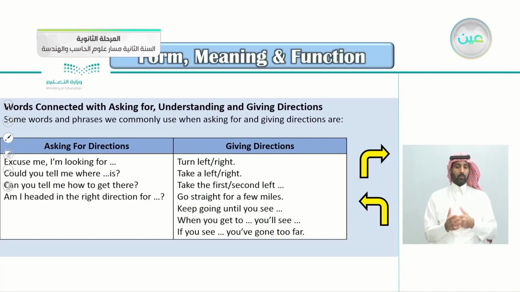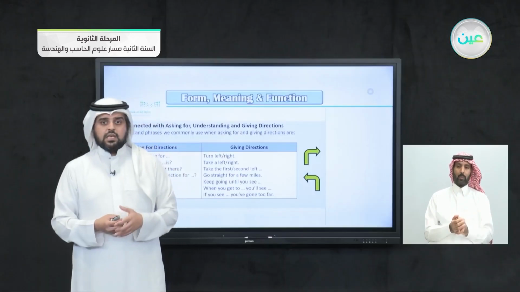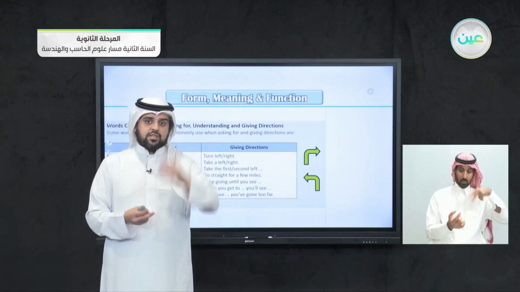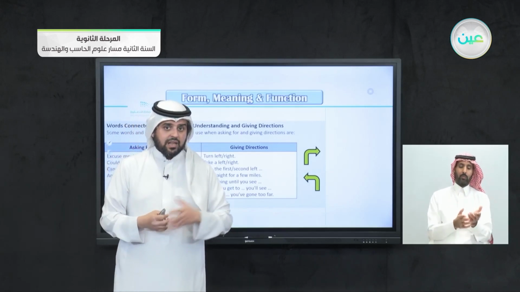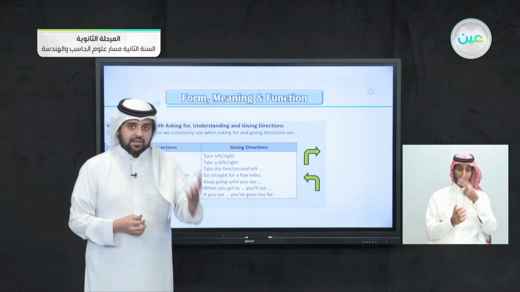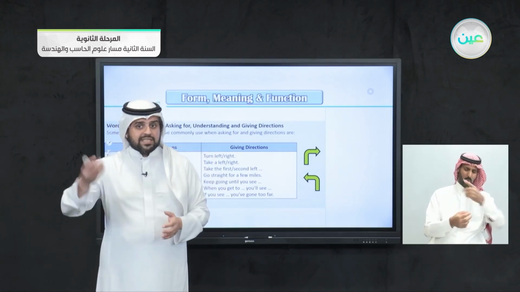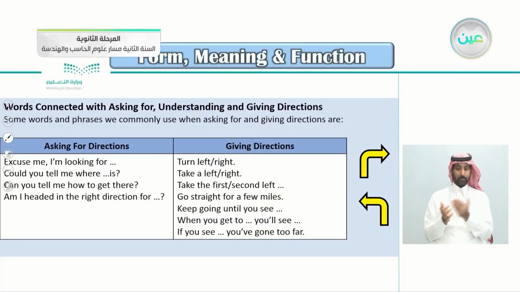The last one: if you see..., you've gone too far. For example, if you see a garden, you've gone too far. The bank is behind you. You skipped the bank, for example. If you see a garden, you've gone too far. You missed the bank. So all of these are directions, as you can see in these images. This is take a right, or go right, or turn right. And this one, of course, is the symbol for turning left.